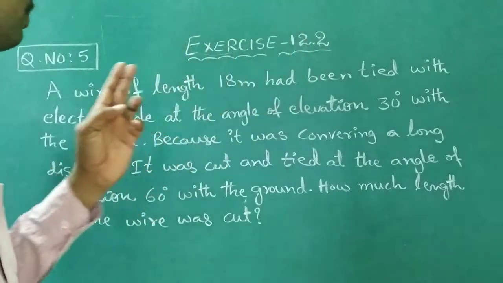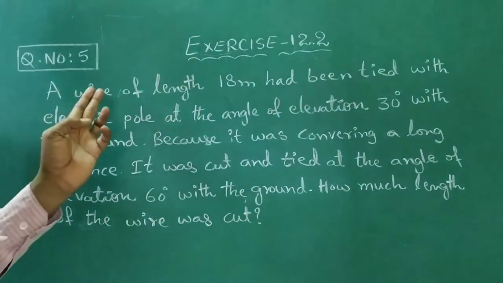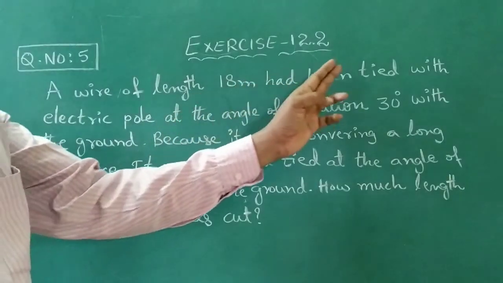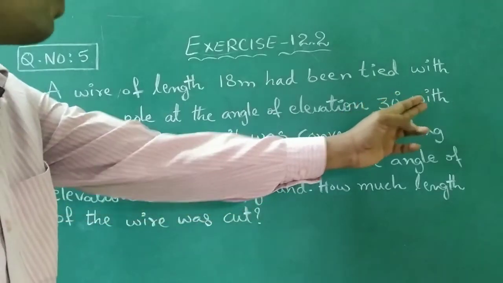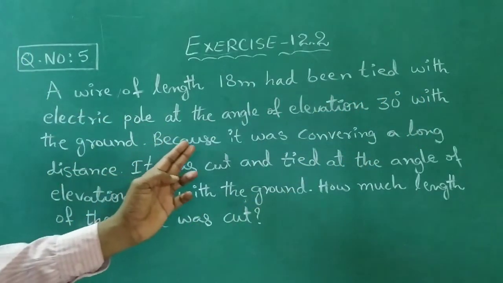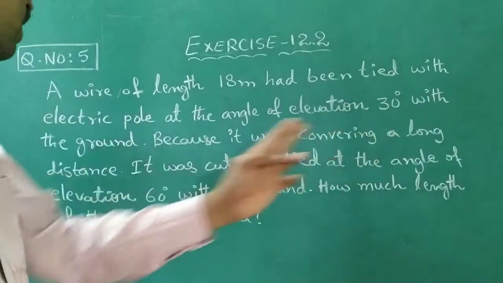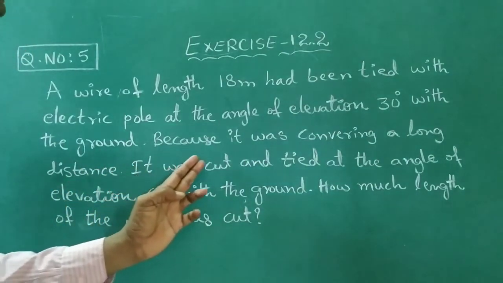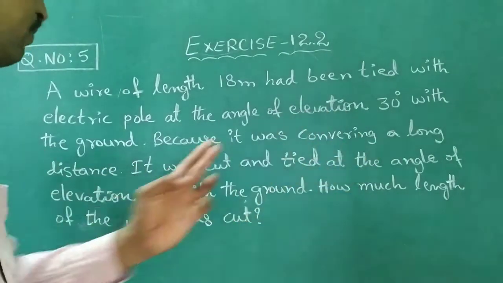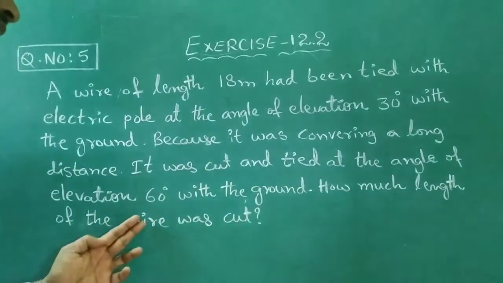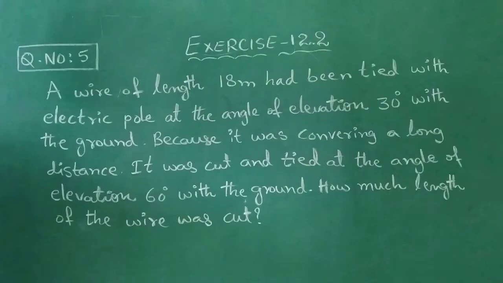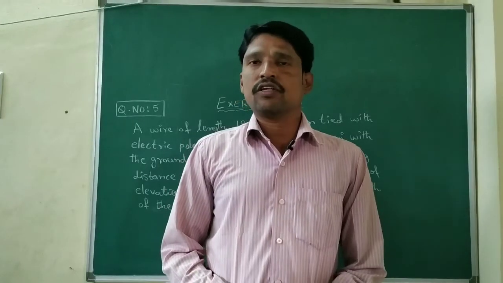Exercise 12.2, question number 5. A wire of length 18 meters had been tied to an electric pole at an angle of elevation of 30 degrees with the ground because it was conveying a long distance. It was cut and tied at an angle of elevation of 60 degrees with the ground. How much length of the wire was cut? Let us see the solution.